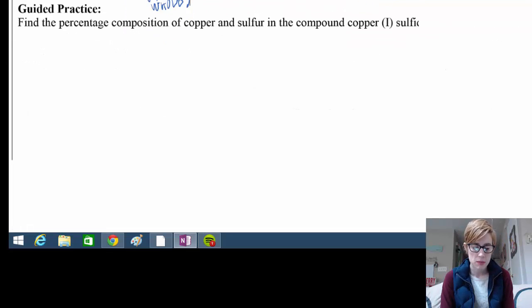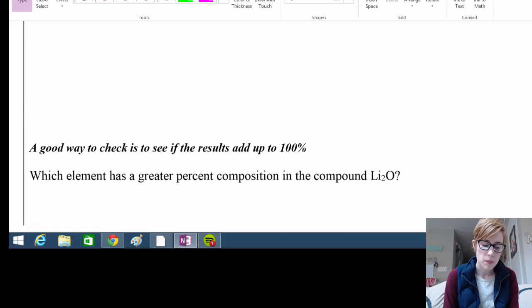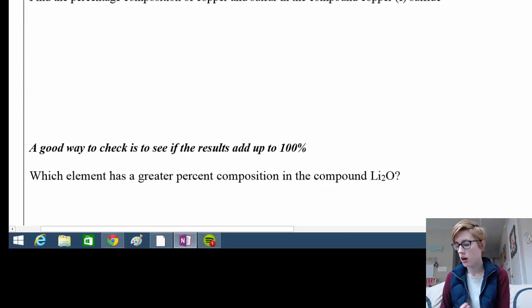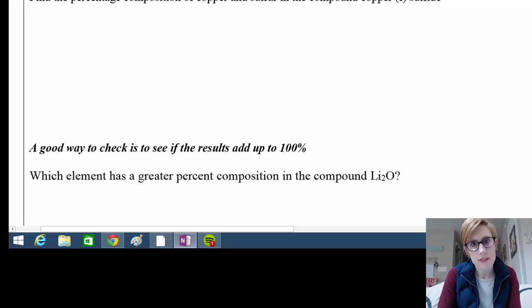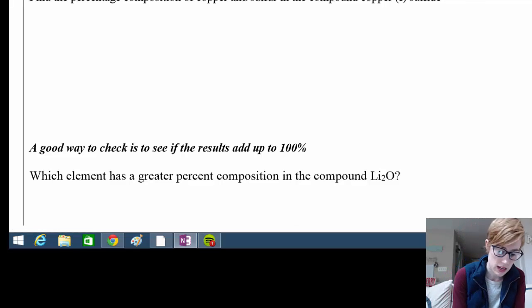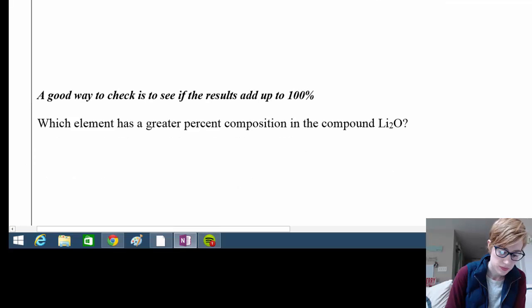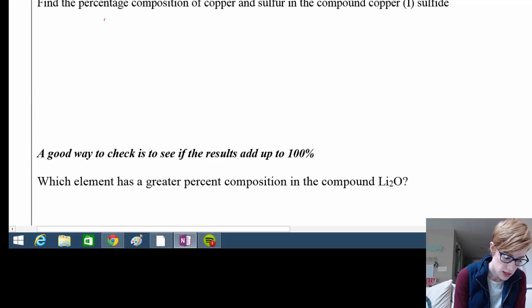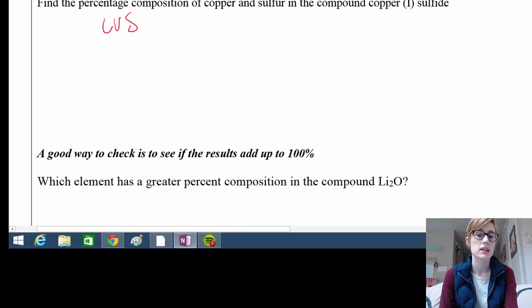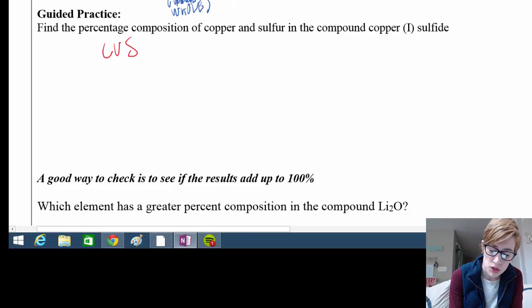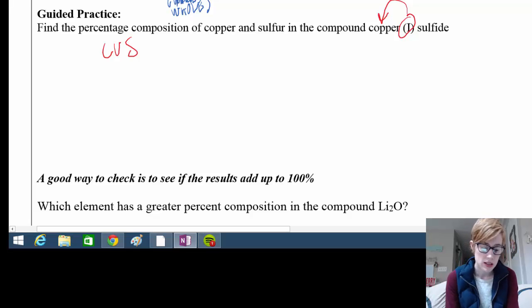So let's do some sample problems together. Find the percentage of copper and sulfur in the compound copper(I) sulfide. Well, the first thing I have to do is write out the formula. I need to know what copper(I) sulfide is, and it's not CuS. Why is it not CuS? Well, because it's an ionic compound, and I have to even out charges. Copper's charge is given to me right here. Okay, it's the Roman numeral, so copper's charge is +1.